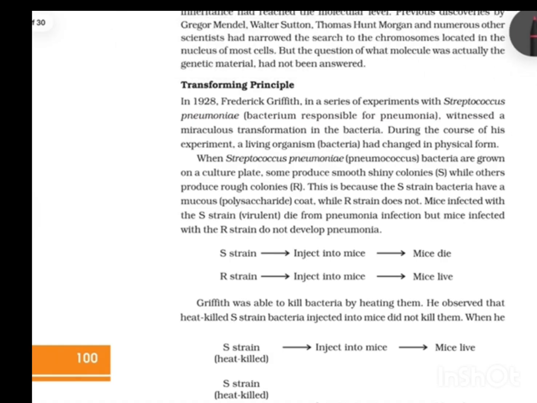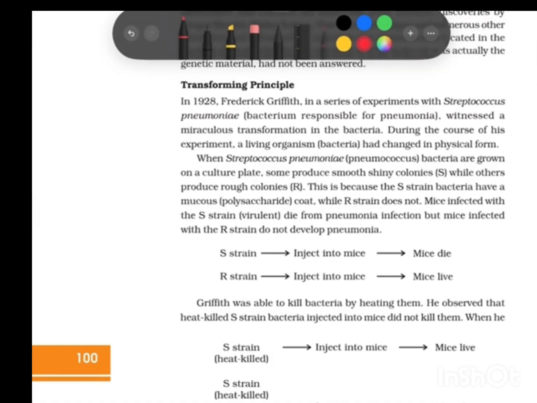And in transformation experiments, in the transforming principle, there is a line: during the course of his experiments, a living organism had changed in physical form. What is the change of physical form here? R is converting into S. If you look at the R strain under the microscope, it has a rough coat around it, that is, rough in texture. But S strains have a smooth mucus coat. So there is a clear change in the physical form. R is transforming to S. So the physical form of the bacterium is changing from rough to smooth.